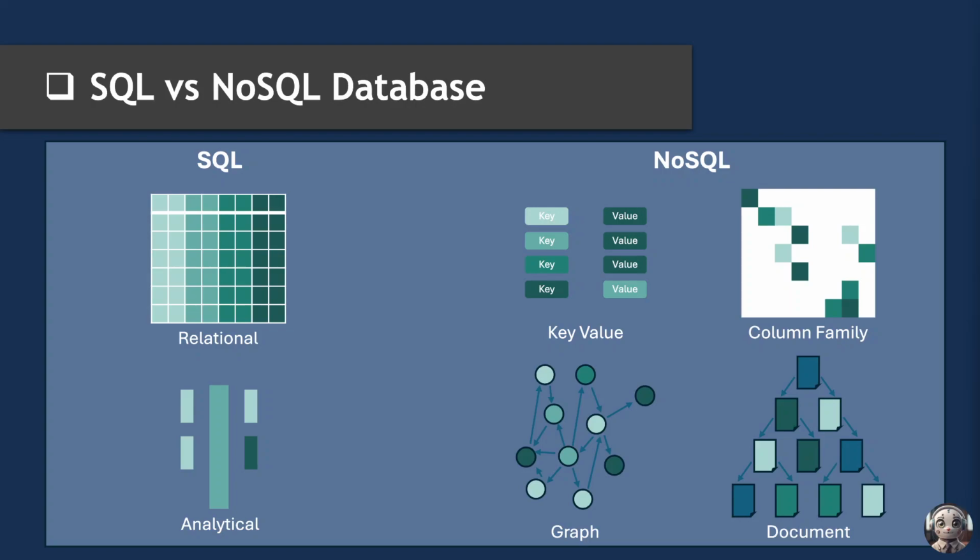Next is analytical. Analytical databases, also known as OLAP, online analytical processing databases, are optimized for complex analytical queries and data warehousing applications. They typically use multidimensional data models such as star or snowflake schemas, allowing efficient analysis of large volumes of historical data. For example, a data warehouse for a retail company might use an analytical database to analyze sales trends, customer behavior, and inventory management across multiple dimensions like time, geography, and product categories.